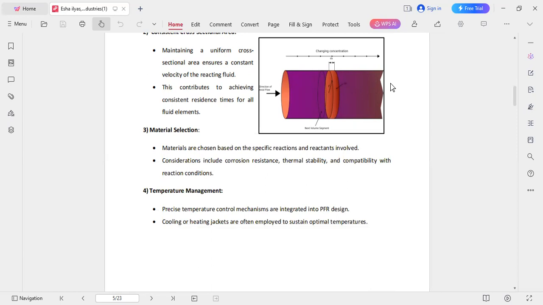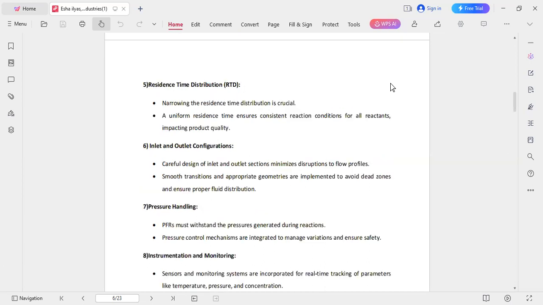Number three, material selection. Materials are chosen based on the specific reactions and reactants involved. Considerations include corrosion resistance, thermal stability, and compatibility with reaction conditions. Number four, temperature management. Precise temperature control mechanisms are integrated into PFR design. Cooling or heating jackets are often employed to sustain optimal temperatures.